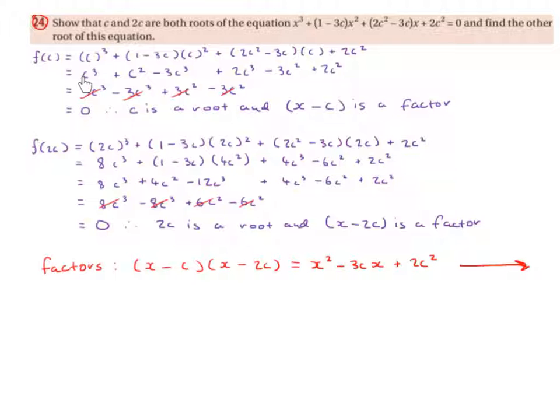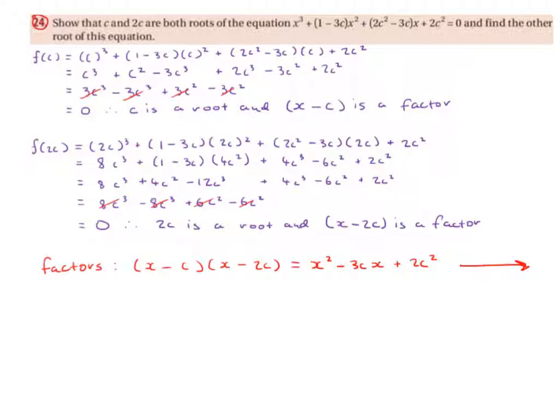Then c cubed plus 2c cubed is 3c cubed. And c squared plus 2c squared is 3c squared. Bring down the minus 3c cubed and bring down the minus 3c squared. Then 3c cubed minus 3c cubed cancel, and 3c squared minus 3c squared cancel. So we're left with 0, therefore c is a root, and therefore x minus c is a factor.